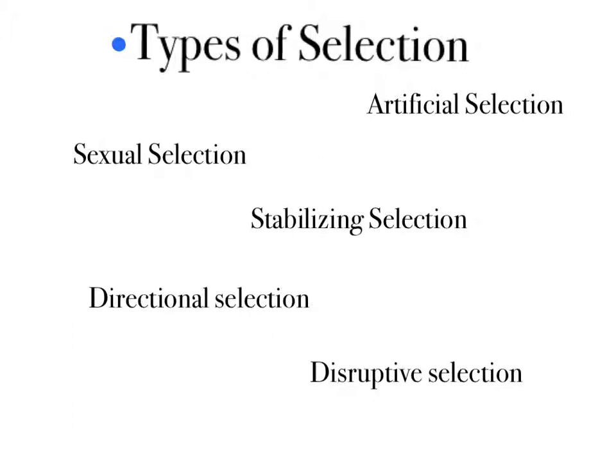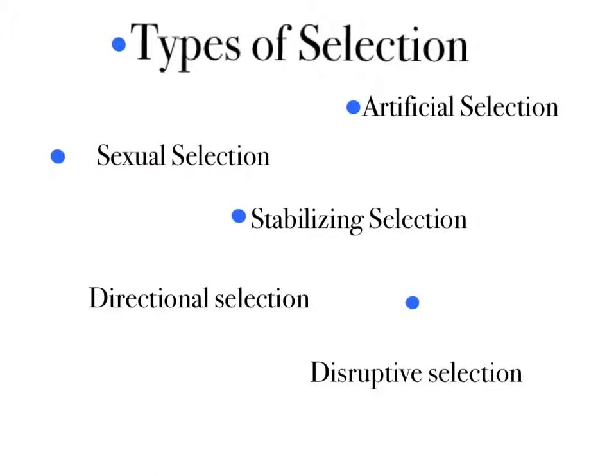Types of selection. Artificial selection is when animals are bred to have desirable traits or seeds are sown to have desirable traits. You've probably heard of this example among dog breeding. Sexual selection is when females mate with a bunch of different males to increase the quality of their offspring.